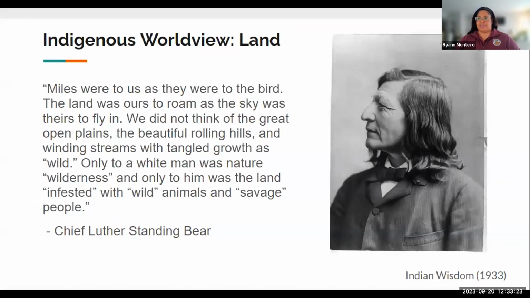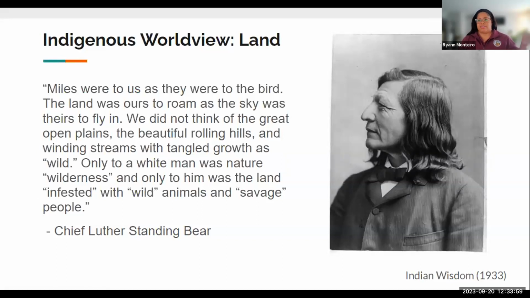So in contrast, Indigenous worldview on land, I love this quote by Chief Luther Standing Bear. And he says, miles to us were as they were to the bird. The land was ours to roam as the sky was theirs to fly in. We did not think of the great open plains, the beautiful rolling hills and winding streams with tangled growth as wild. Only to a white man was nature wilderness, and only to him was the land infested with wild animals and savage people.